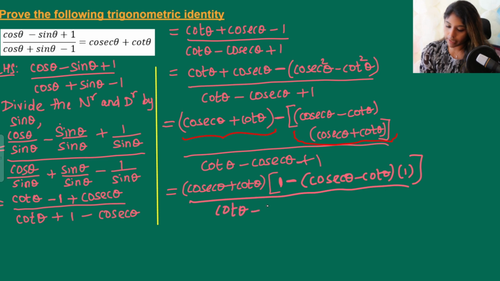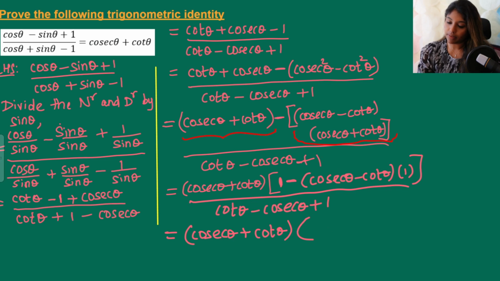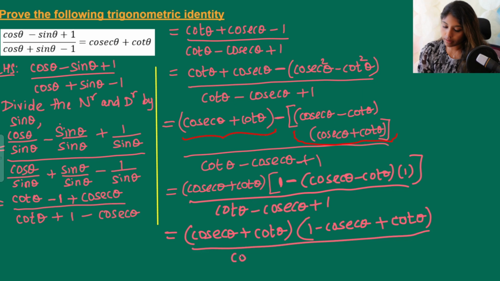Now proceeding further, your denominator is as it is, no change. So cot theta minus cosecant theta plus 1. Let's simplify this further. The first bracketed term is going to be as it is, cosecant theta plus cot theta. Now this term can be simplified. That can be written as 1 minus. So this is a binomial again. So when there is a negative sign, you multiply the negative sign to the ones inside. So negative cosecant theta, and then negative becomes positive cot theta. Anything times 1 is anything, so that remains as it is, and your denominator will remain as it is.